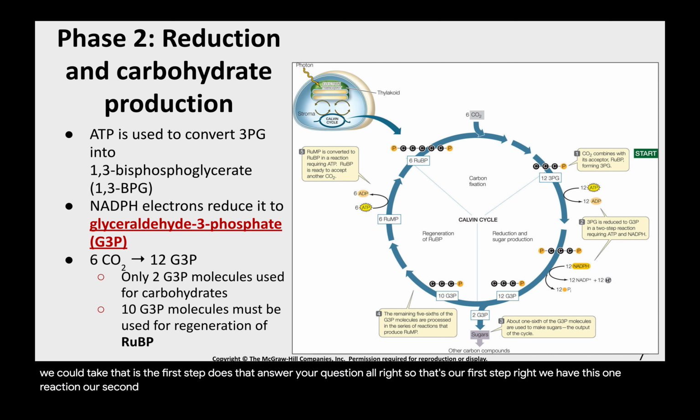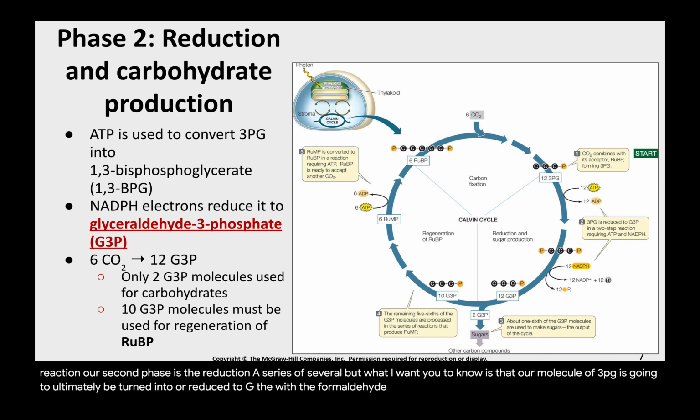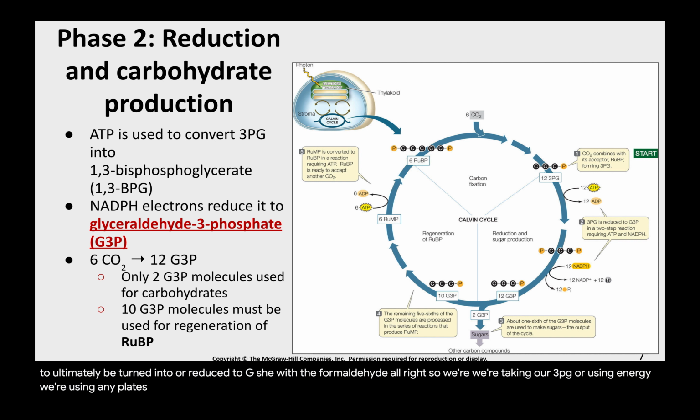Our second phase is the reduction and carbohydrate production. And this is a series of several steps, right? But what I want you to know is that our molecule of 3PG is going to ultimately be turned into, or reduced to, G3P, or glyceraldehyde 3-phosphate. Right? So we're taking our 3PG, we're using energy, we're using NADPH. NADPH is giving its electrons to these molecules, and we're producing G3P, glyceraldehyde 3-phosphate.